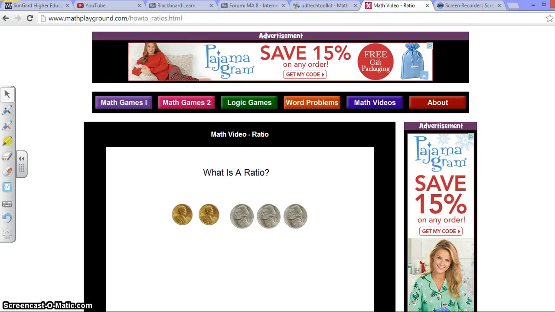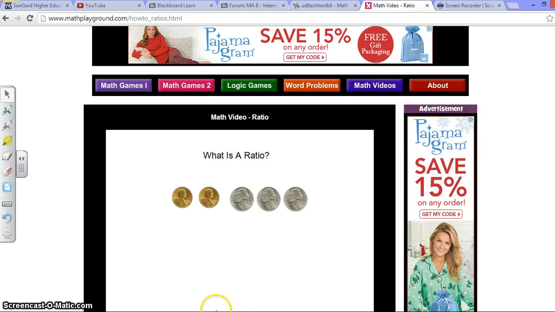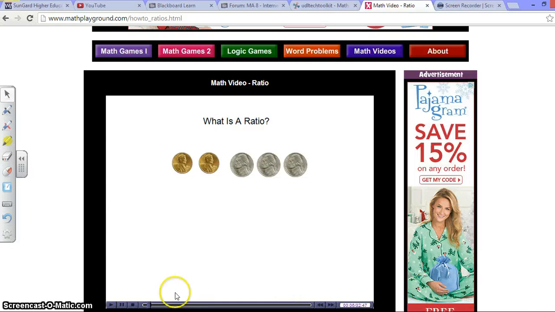What is a ratio? Well, a ratio is a way to compare two or more quantities. For example, let's take a look at this group of coins. Part of this group of coins is made up of pennies. The other part of this group of coins is made up of nickels. Okay, so that is just a brief clip of the ratio video.